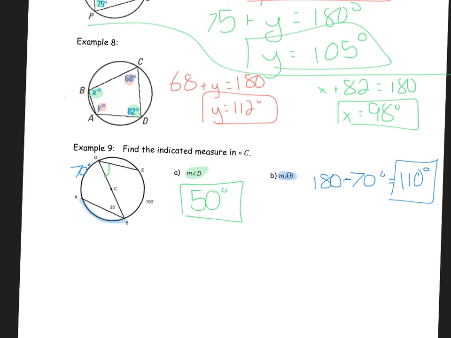And we can see that DB is the diameter. So arc DAB would have to be 180 degrees. So that's why I put this here. And then I'm going to subtract out the 70 that we just found out. So that means the measure of arc AB would be 110 degrees.